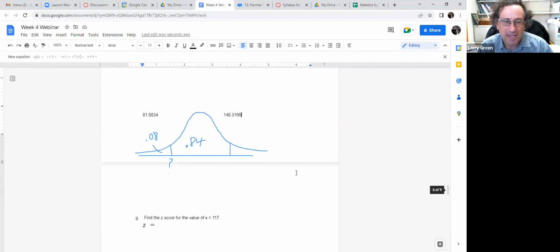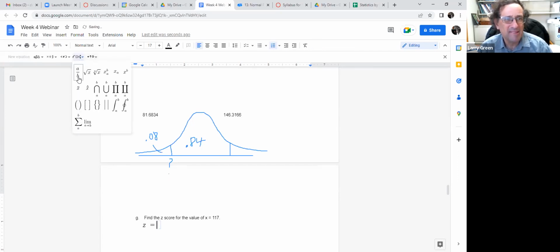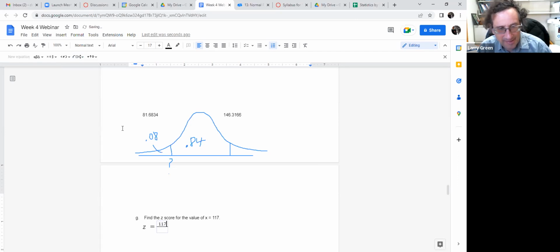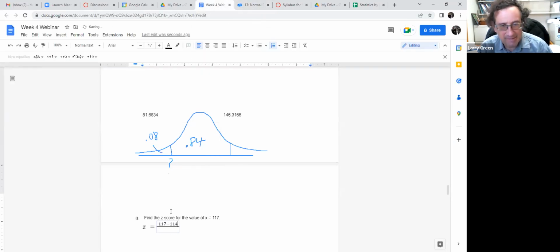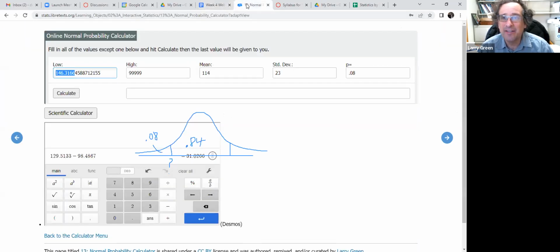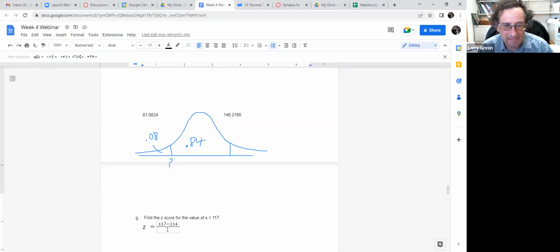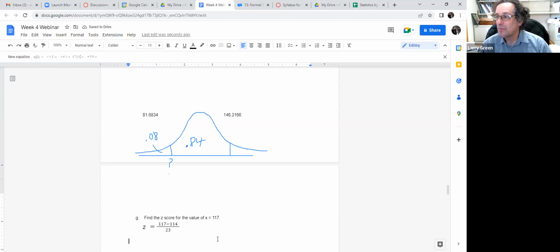Okay, how about the z-score for the value of x equals 117? That's actually quite easy because we have a formula for the z-score. It's x, which is 117, minus the mean. The mean was 114. Divided by the standard deviation. Standard deviation was 23. And I'll let you put that in the calculator. Any questions on finding that z-score? Not too bad?